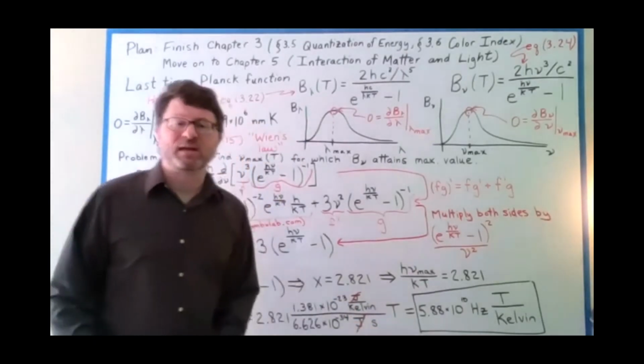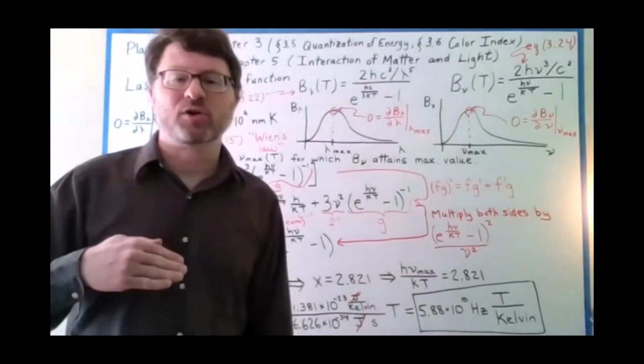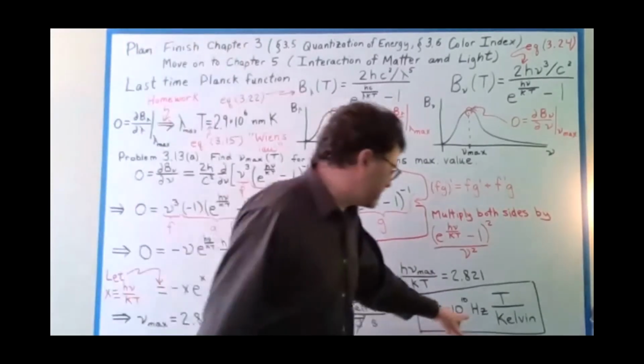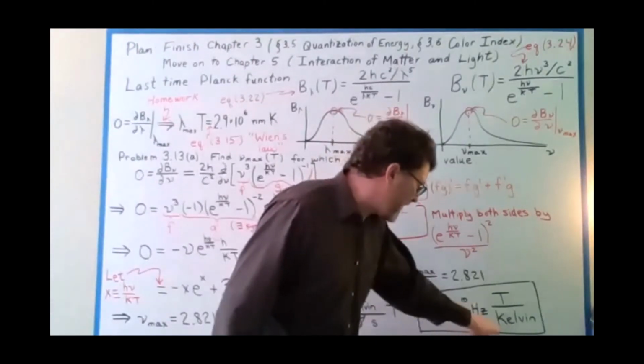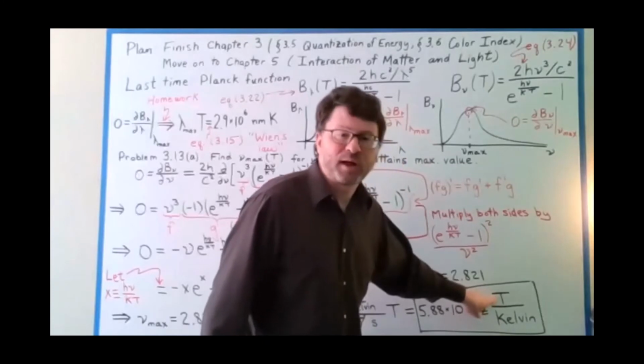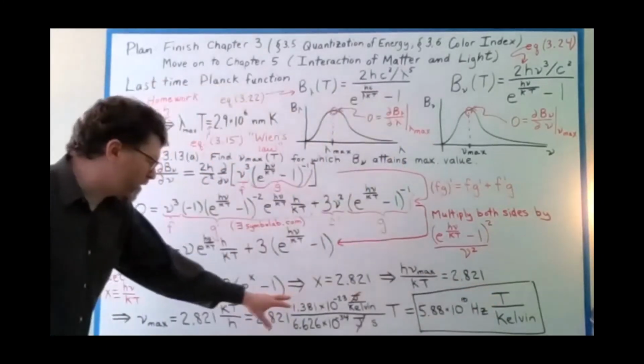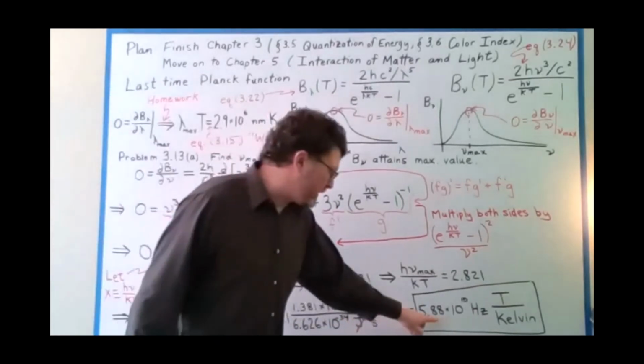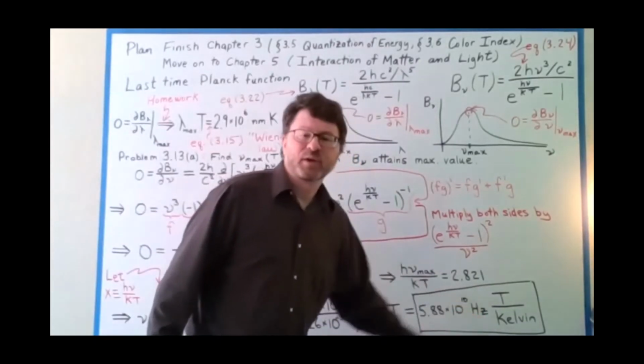Now, 1/second is a hertz. A cycle per second is a hertz. And so you can see the dimensions I'm left with are hertz per Kelvin. That, as I said, was being multiplied by temperature. And all the numbers work out to be 5.88 times 10 to the 10.